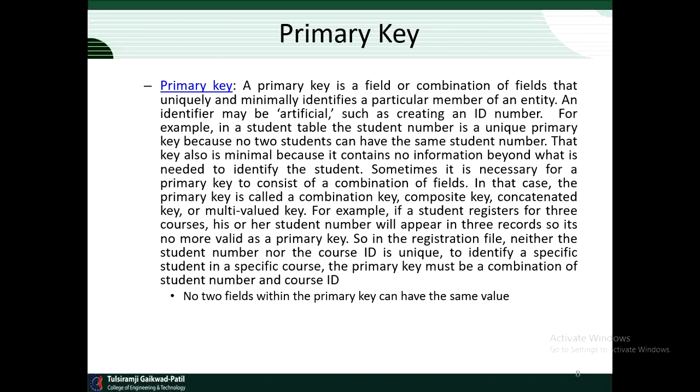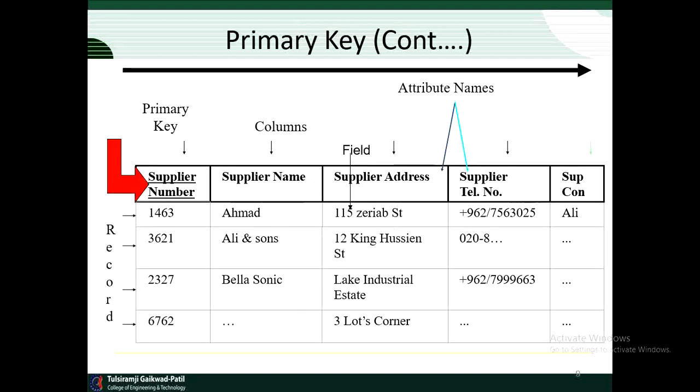So in the registration file, neither the student number nor the course ID is unique. To identify a specific student in a specific course, the primary key must be a combination of student number and course ID. No two fields within a primary key can have the same value. So a primary key has a unique value, and on the basis of that unique value, the records or the field will be identified and we can access the record which we require. There will be no confusion while we are accessing the data through the primary key.